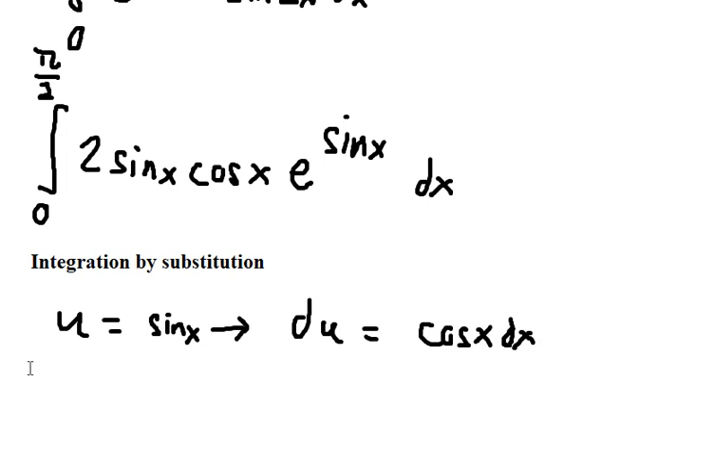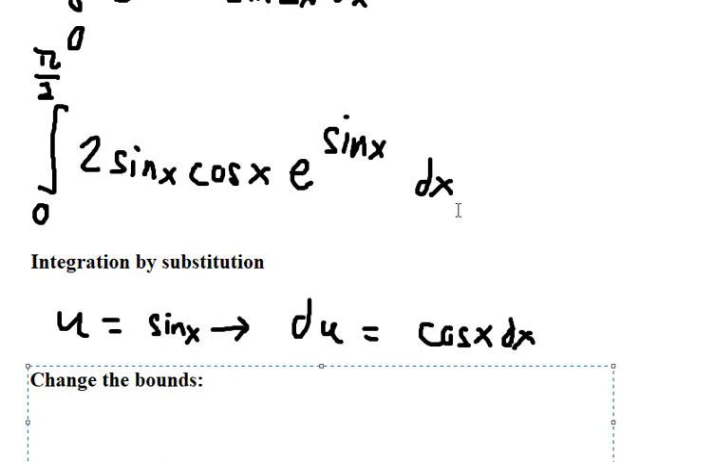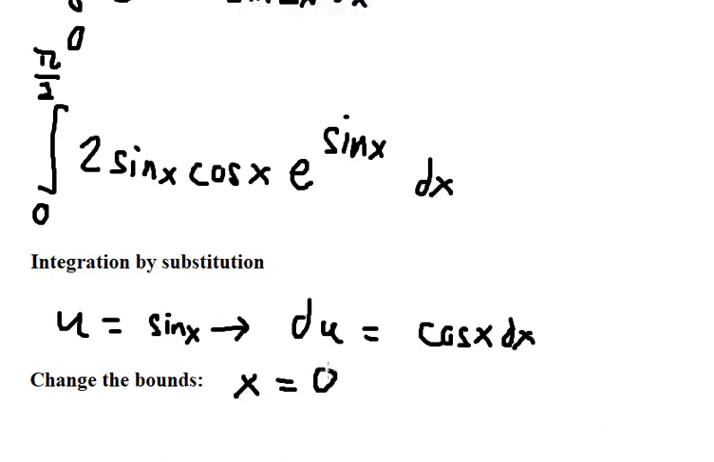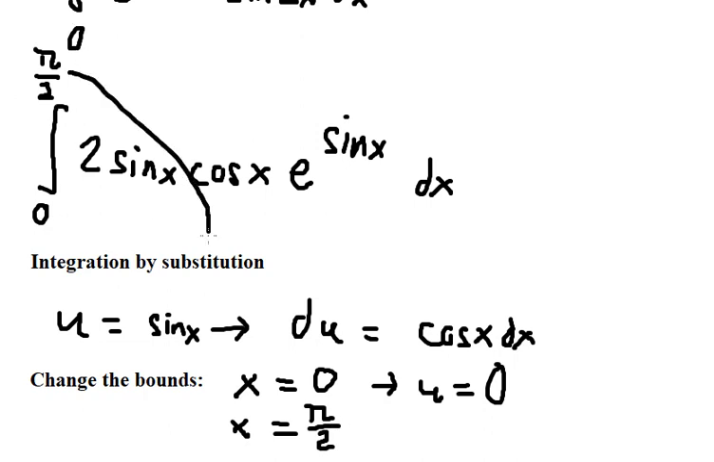Next, we need to change the bounds. When x equals number 0, that is from here. So I will put number 0 going here, and we have u equals number 0. When x equals b over 2, I will put b over 2 going here, and we have u equals number 1.